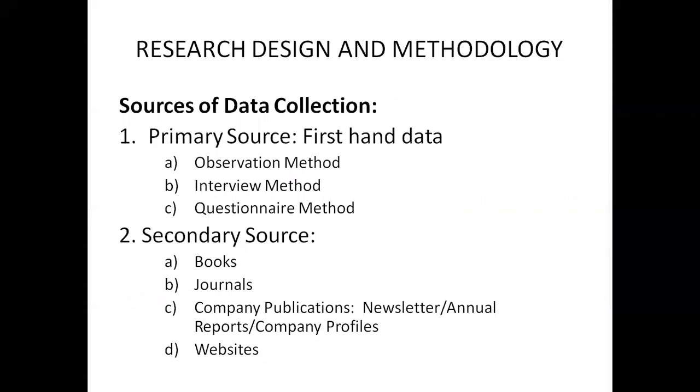So you should know. Primary is always first hand data. That is, it has never been there anywhere in the books or on the net. It is you who is the source of data collection. It is primary, it is first hand data. That is, by observation method, by interview method, or by doing a survey, a questionnaire method, you have collected that data yourself, right? Then what is secondary? It is second hand data which already exists somewhere in books, in journals, in company publications.